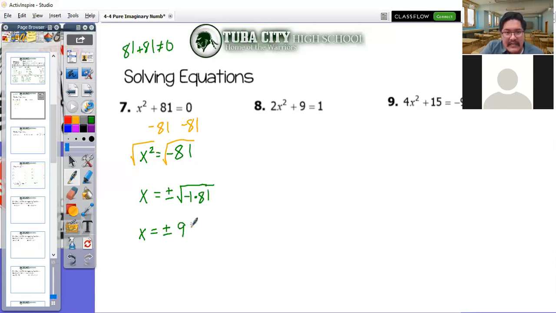And then I'm also going to take the root of -1 out. And that leaves us with nothing in the radical, which is good, because if we have nothing in the radical, then we don't need to bother with it. It just stays where it is, right? We just get rid of it. So in this case here, we get x equals positive and negative 9i.